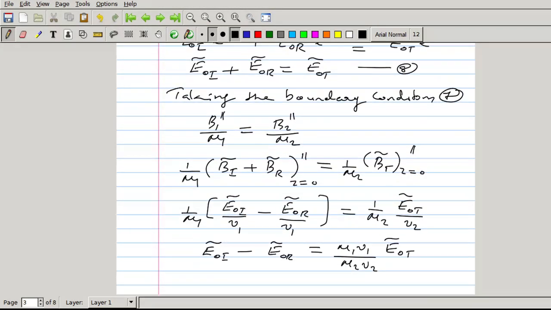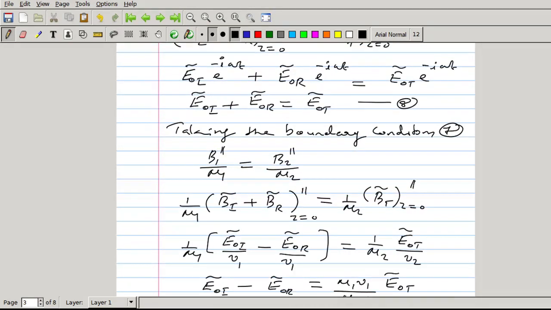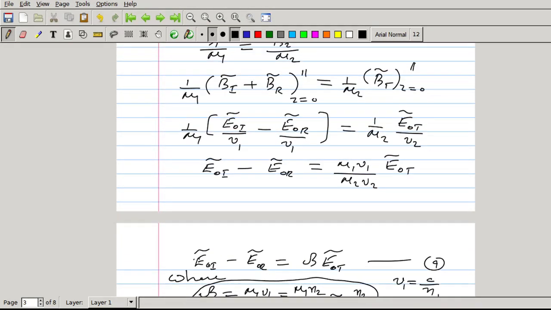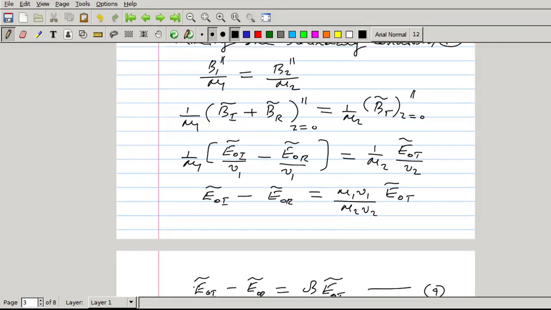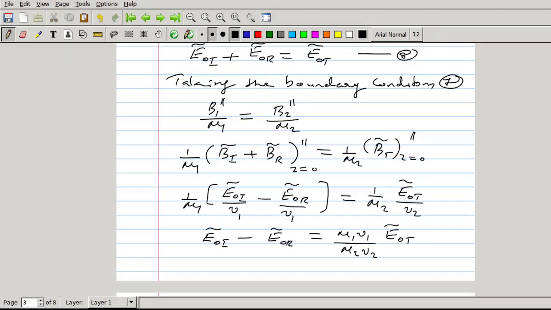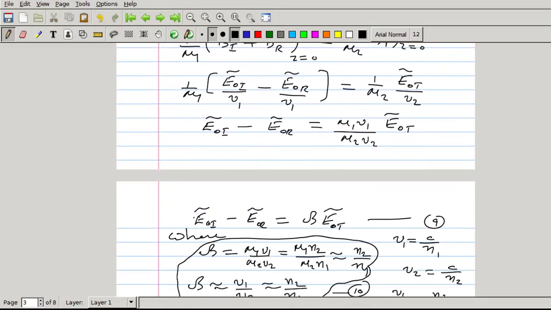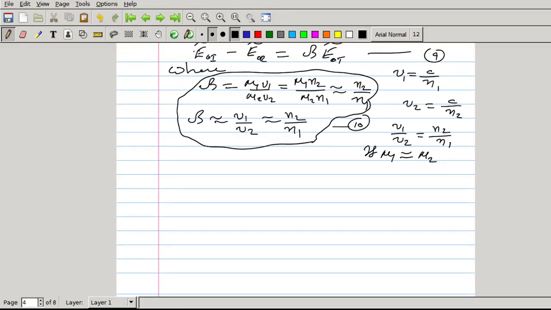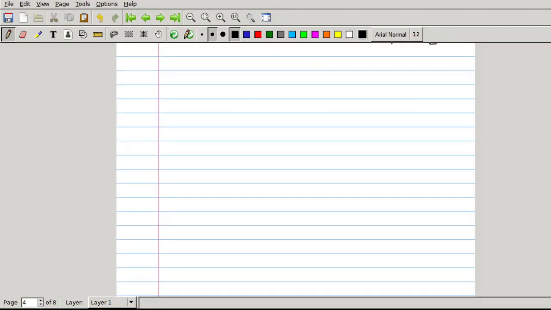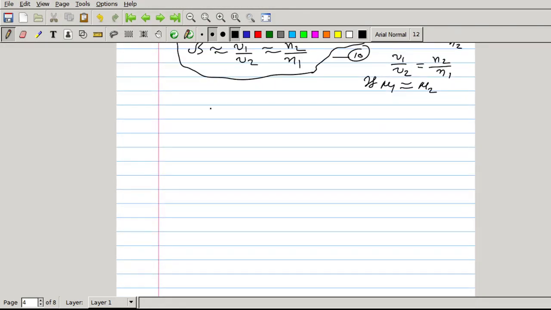So I got two equations, equations 8 and 9. From that we can calculate the amplitude of reflected wave and transmitted wave in terms of amplitude of incident wave. Now I take the difference of equations 8 and 9.